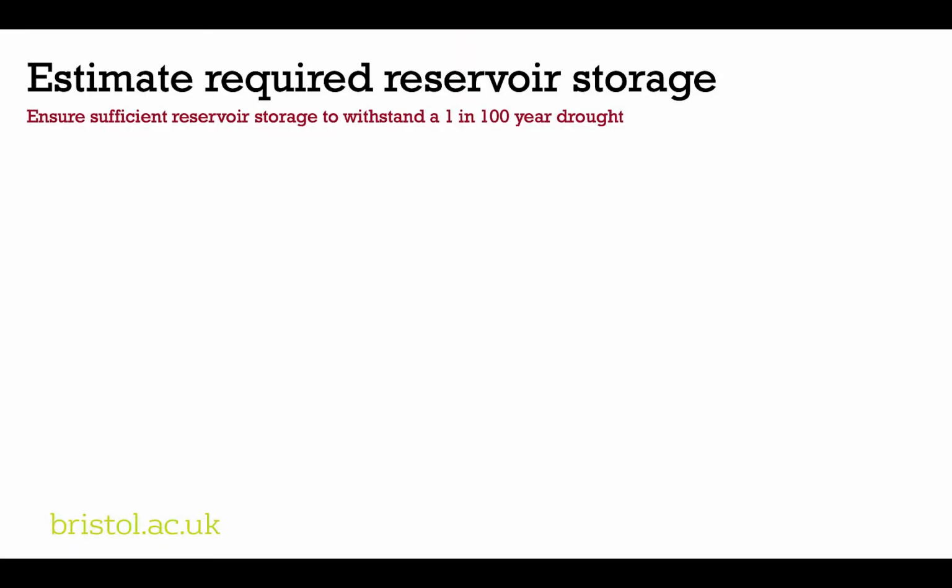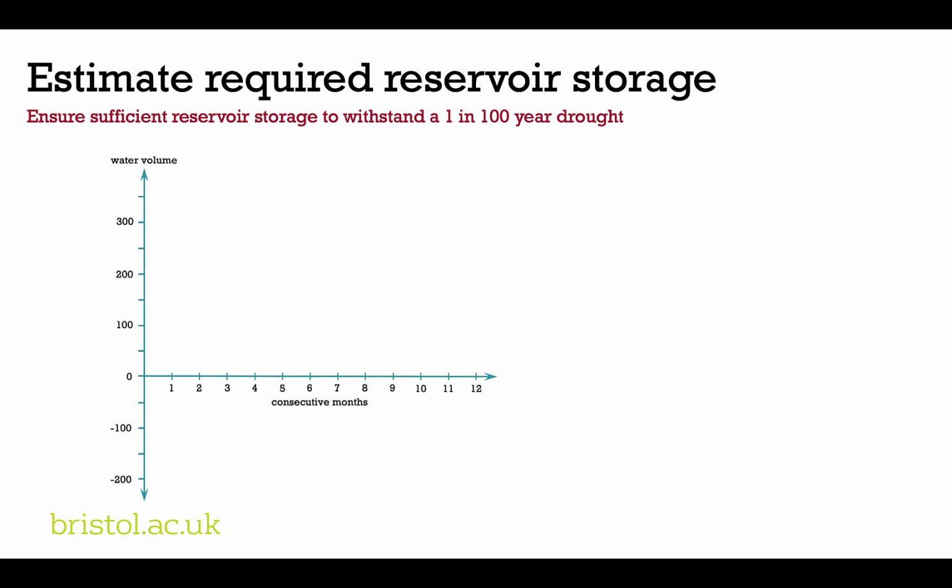You're now ready to produce the estimate of the required reservoir storage to meet the design criterion that there must only be a 1% chance that it will fail to provide the volume of water needed in any given year. So to do this, we use a plot like this on the right, where we're going to plot water volume against consecutive months. Now I realise that there are no units on the vertical axis. I've put some numbers there, but that's because this is purely indicative. You will be able to produce a plot that looks like this, but you'll have to figure out what the units are for water volume that you want to use.